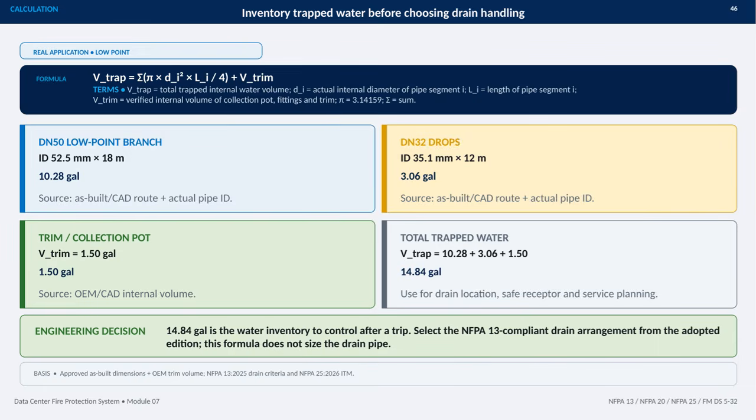The result supports decisions about drain location, a safe receptor, and service planning. It does not size the drain pipe. Instead, the 14.84-gallon inventory is what must be controlled after a trip, using a drain arrangement compliant with the adopted NFPA 13 edition and supported by NFPA 25 inspection, testing, and maintenance criteria.